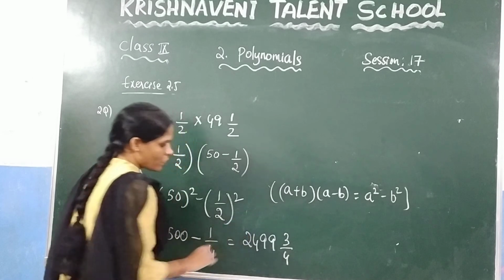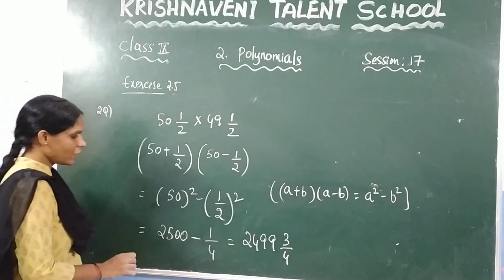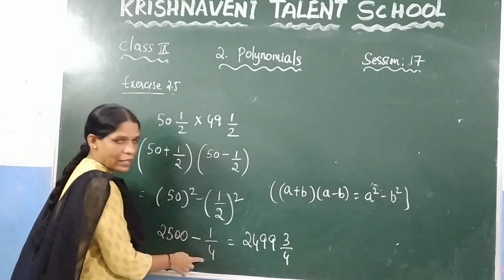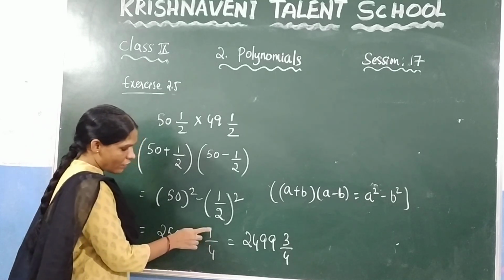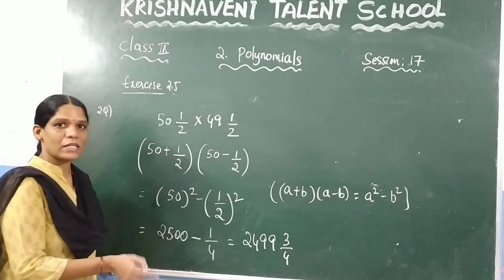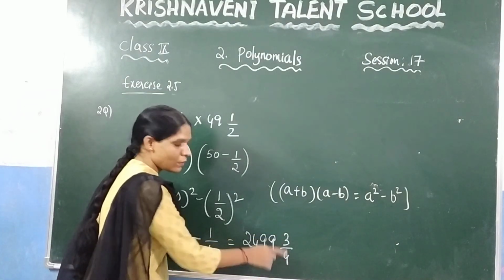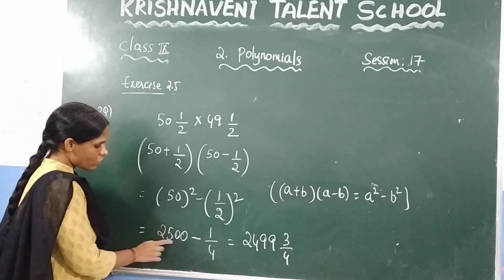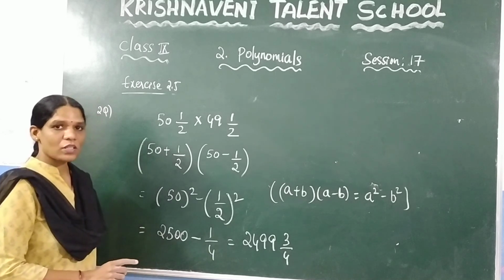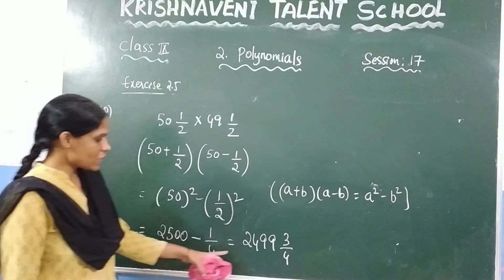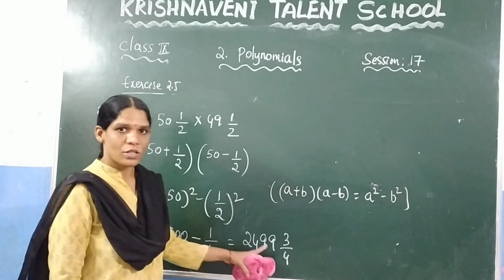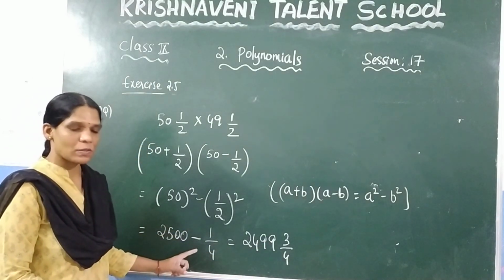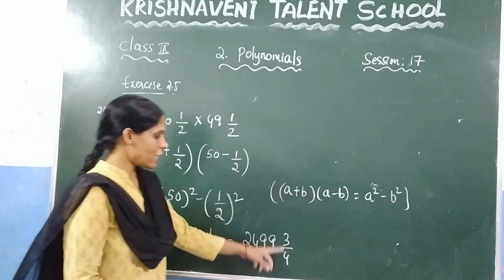2499 3 by 4. How have I written like this? Here you can observe that this is the 1 by 4 part. That means in the 4 parts, they have given 1 part. So how many parts will be left out? 3 parts. So I have written here 3 by 4. One part I have taken off, so I just subtracted 2500 minus 1. What is the value of 2500 minus 1? It gives you 2499. So here one part we already took off from 2500. So how many parts will be left out? 3 parts will be left out. So I have written 3 by 4.